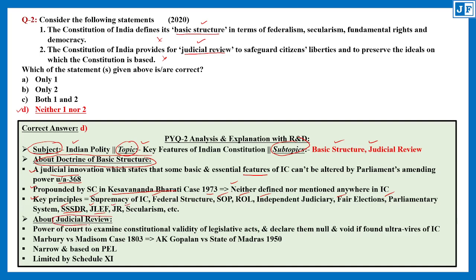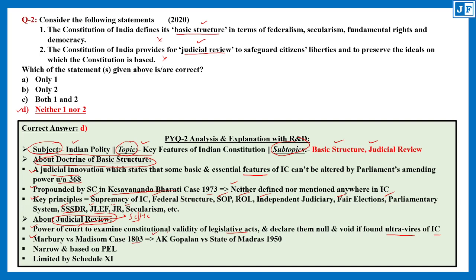In the context of judicial review, it is the power of the court. Which court? Supreme Court or High Court. To do what? To examine the constitutional validity of legislative acts and declare them null and void if found ultra vires of the Indian Constitution. If they violate any of the provisions of the Constitution, then the court has power to declare them null and void. It originated in the USA in the Marbury versus Madison case 1803.